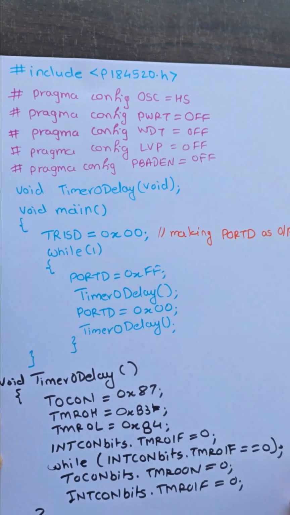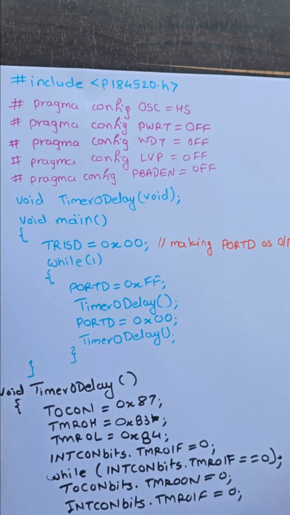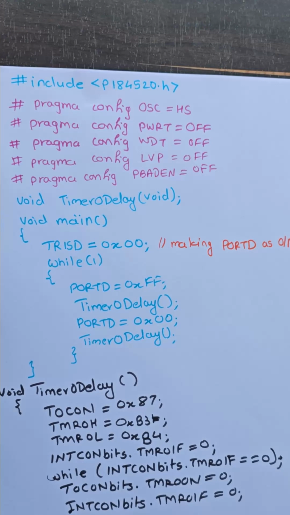So this is the program for LED blinking with timer 0, and the delay that we have generated is for 1 second.